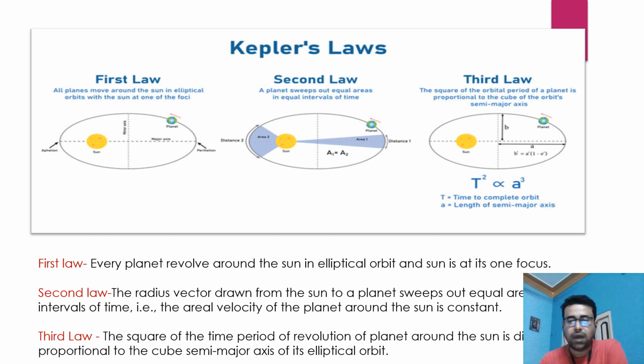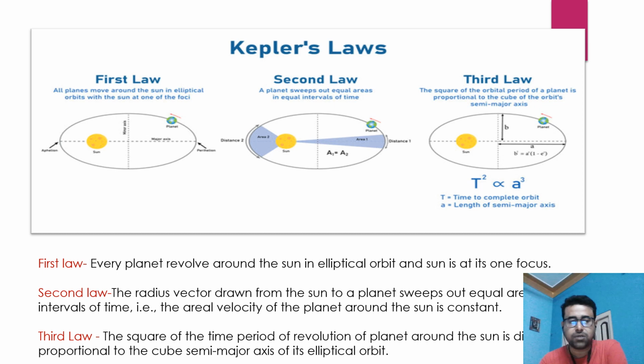And the last one is the third law of Kepler. It says that the square of the time period of revolution of a planet around the sun is directly proportional to the cube of the semi-major axis of its elliptical orbit. Okay, T is the time to complete the orbit, and a is the length of the semi-major axis. Then T square is directly proportional to a cube. So these three are Kepler's laws of planetary motion.